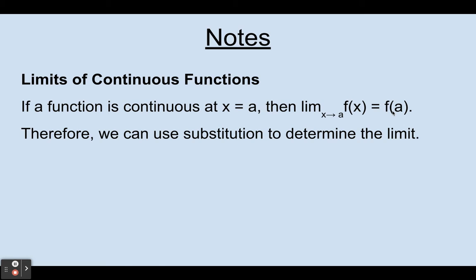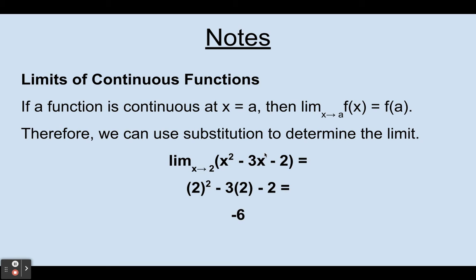Well, that's wonderful. It means that if it's continuous at the point, all we need to do is find the y value. And how do we find y values? Take your function and substitute in the x value. So if I had something like x squared minus 3x minus 2, it is continuous at 2. In fact, it's continuous everywhere. Well, that means I don't really have to figure out this limit. I just have to figure out the y value of this function. So substitute in 2, and the limit is negative 6. Again, because the y value is negative 6.